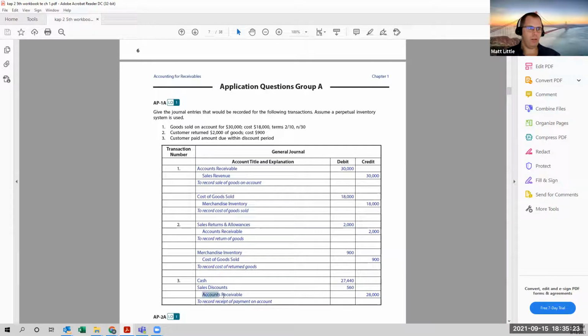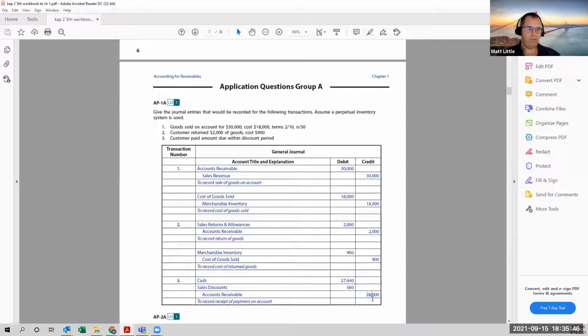So in this situation, we need to determine what the actual account receivable is. So we need to credit receivable because they've paid it off. How we determine that amount is the original receivable of $30,000 less the amount they returned in sales value of $2,000. So we need to remove the full $28,000. That's the amount that the customer owes us. The discount is only on the outstanding balance.